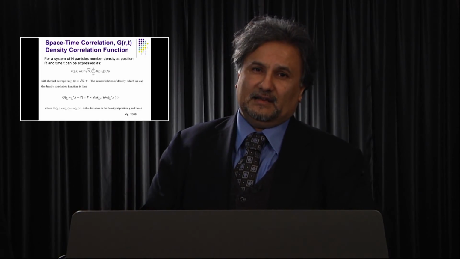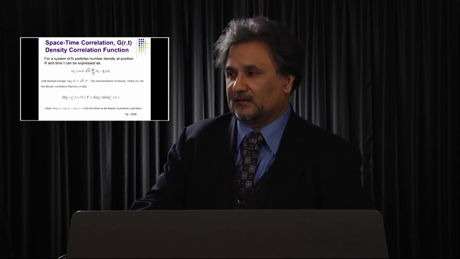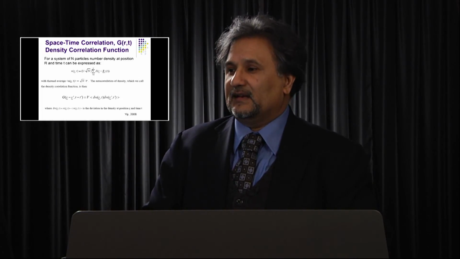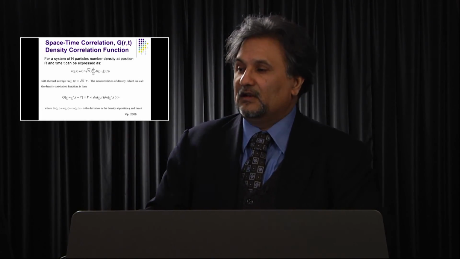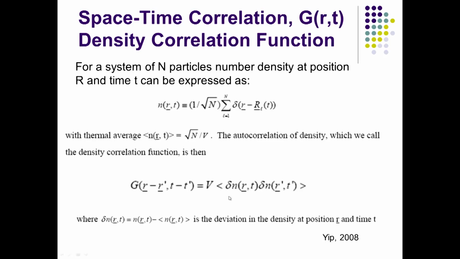Welcome back. Now, in this section we are starting with the space time correlation function. So, first thing we have to define for any system of n particles, what is the number density at position r and time t. So, this is the formulation as you see on your slide, n(r, t), and as you know the line at the bottom is saying that it is a vector dot r. So, this is the time.